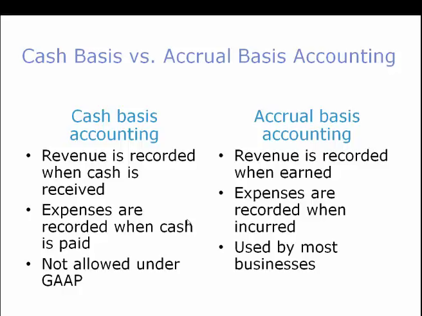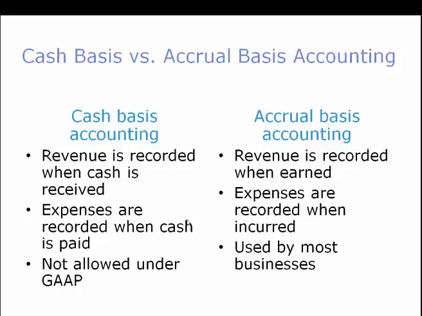In cash basis accounting, revenue is recorded when cash is received. Second, expenses are only recorded when cash goes out, and it's not allowed under GAAP. You might see a lot of small businesses use this type of accounting approach.